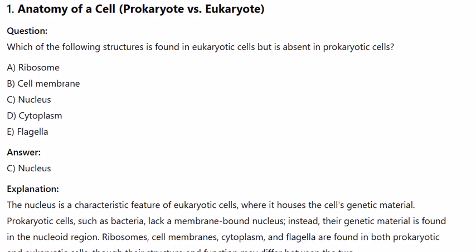Explanation: the nucleus is a characteristic feature of eukaryotic cells, where it houses the cell's genetic material. Prokaryotic cells, such as bacteria, lack a membrane-bound nucleus. Instead, their genetic material is found in the nucleoid region. Ribosomes, cell membranes, cytoplasm, and flagella are found in both prokaryotic and eukaryotic cells, though their structure and function may differ between the two.